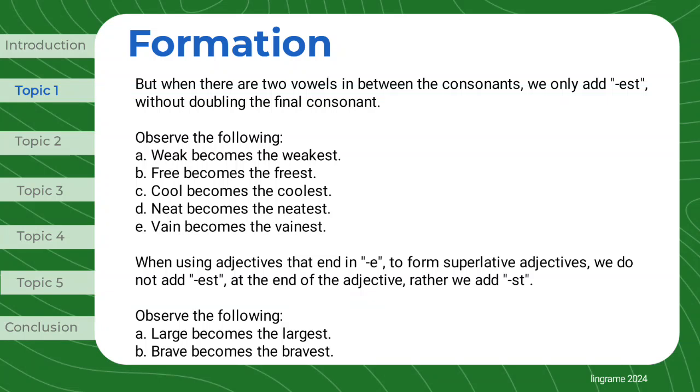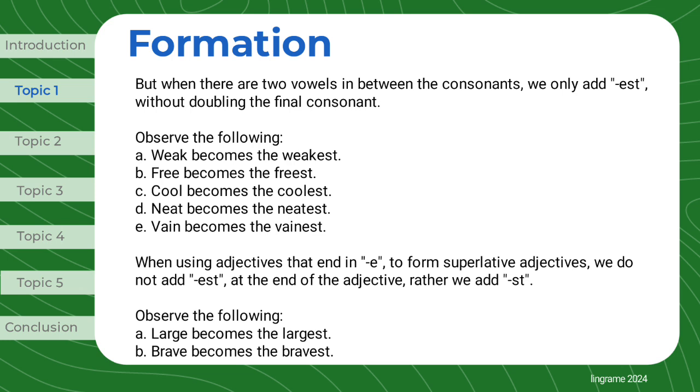But when there are two vowels in between the consonants, we only add "est," without doubling the final consonant. Observe the following: weak becomes the weakest. Free becomes the freest. Cool becomes the coolest. Neat becomes the neatest. Vain becomes the vainest.